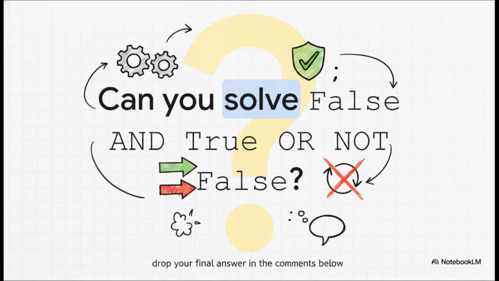But to really lock this in, I want to leave you with a bit of a challenge. I want you to apply your new battle plan to this practice question. What is the final result of false and true or not false? Trace the precedence, work through your 3 steps, and drop your final answer in the comments below.